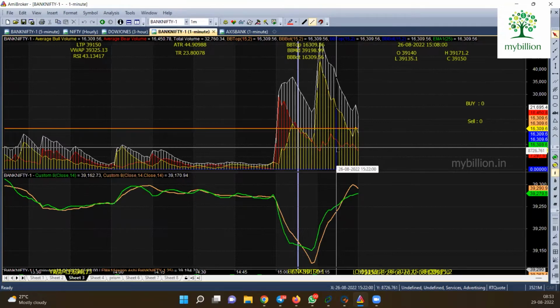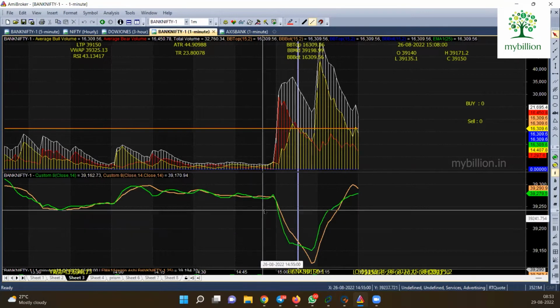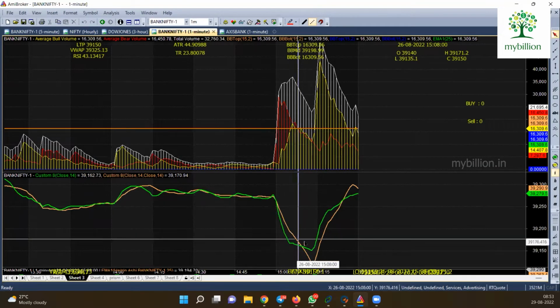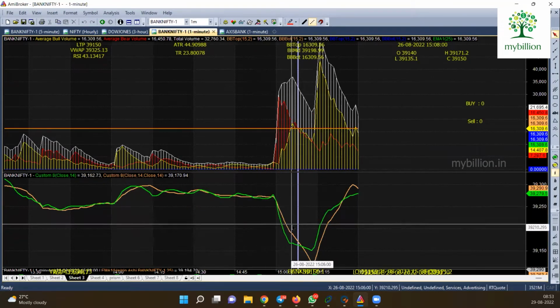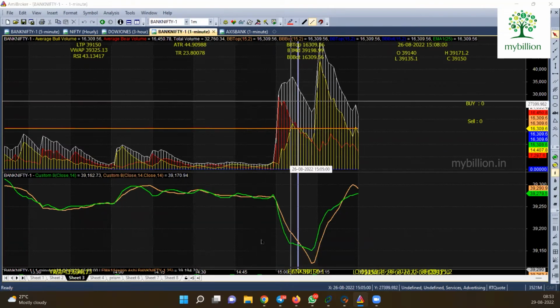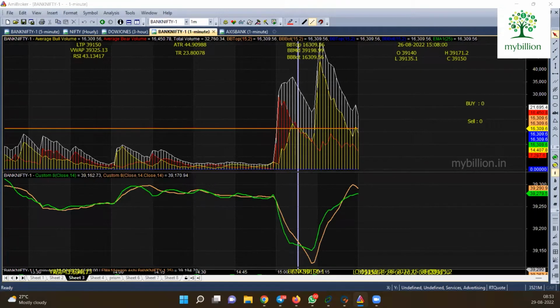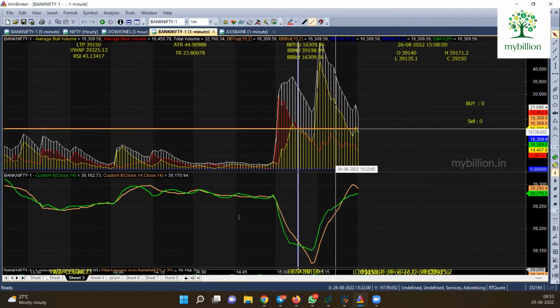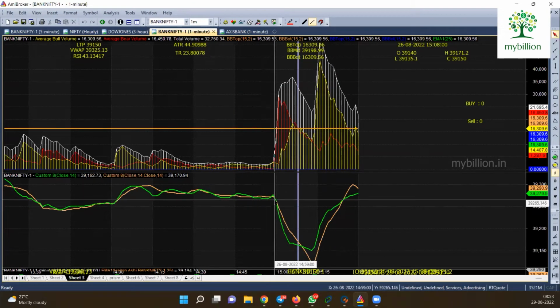I have got price and EMA plotted here on the downside. So the green is price, the orange is EMA. I have got 24 EMA. You can make it 20 EMA also. 14 EMA, you can make it 20 also. 14 is good enough. So the orange is 14 EMA, green is price.